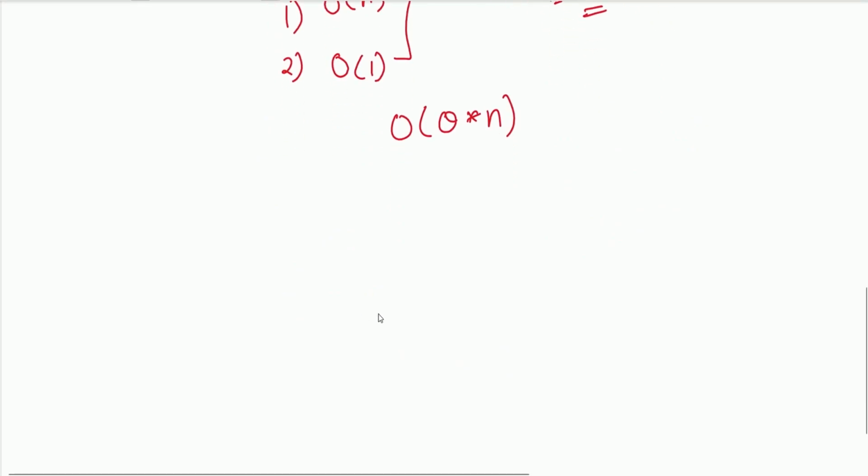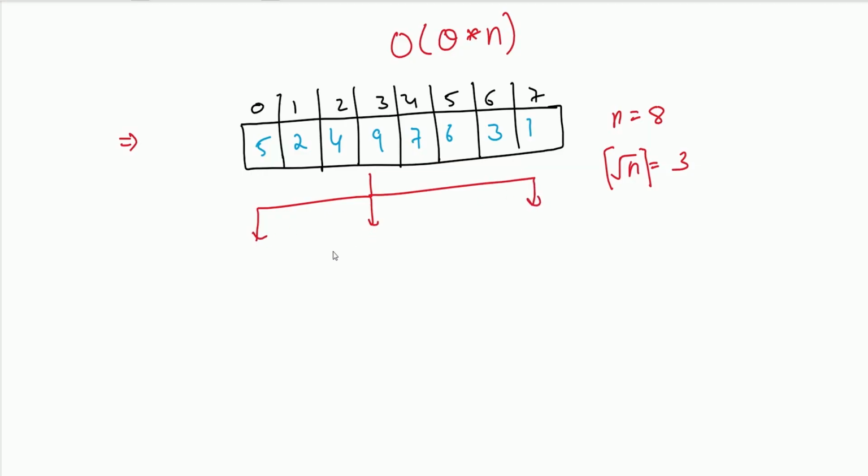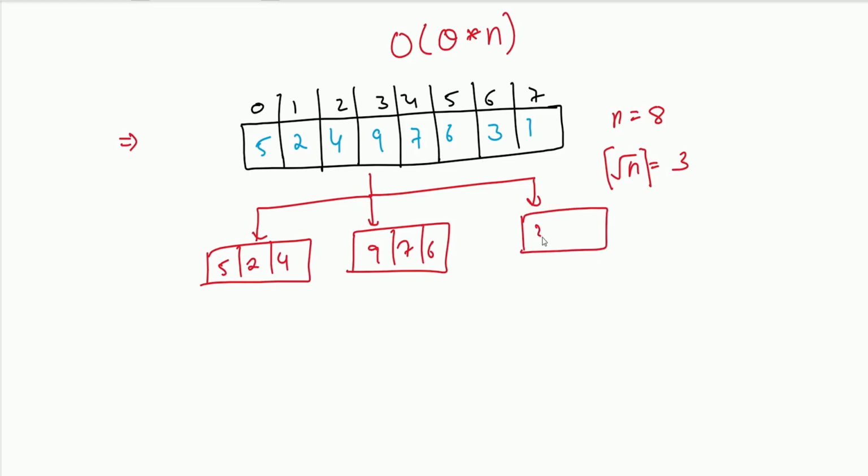So what we can do is use square root decomposition. Suppose we have an array of size n equal to 8. We find the square root of n, and its ceil is 3. So we divide this into 3 blocks. This will become 5 2 4, the next block will become 9 7 6, and the next block will become 3 1. Now there is an empty cell here. What should I put here?